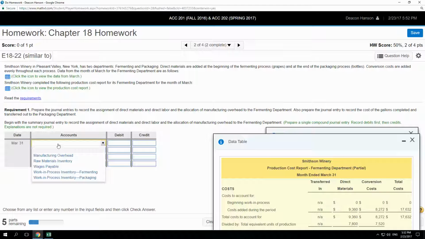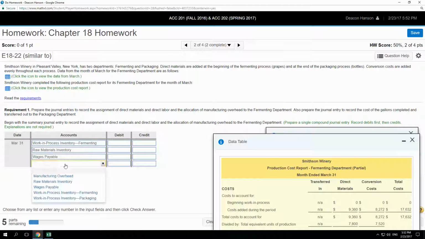So we're going to be debiting work in process fermenting because we're adding these costs to the fermenting department. And then we're going to be crediting for direct material. It's going to come out of the raw materials inventory. Direct labor will be from the pay register, so it's going to be off of the wages payable. And then manufacturing overhead will come out of the overhead account.